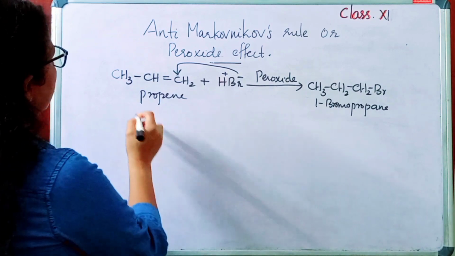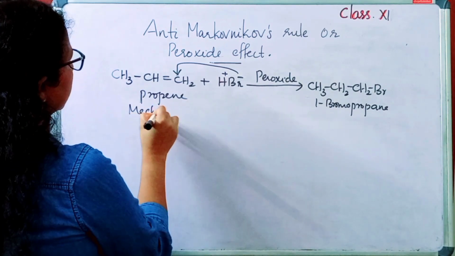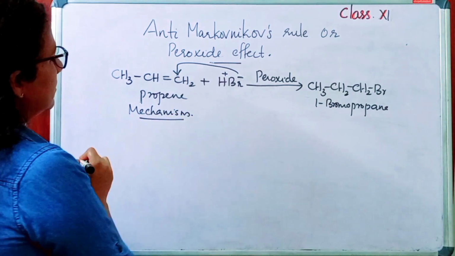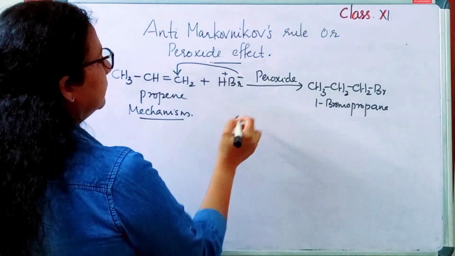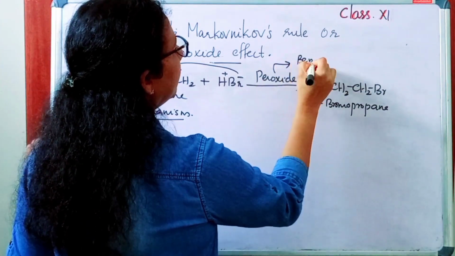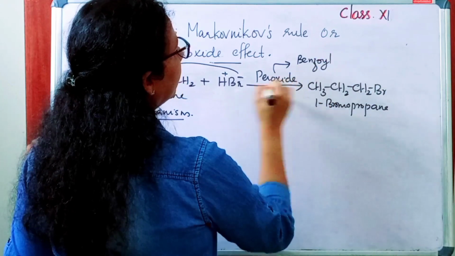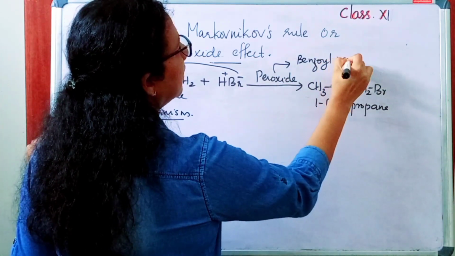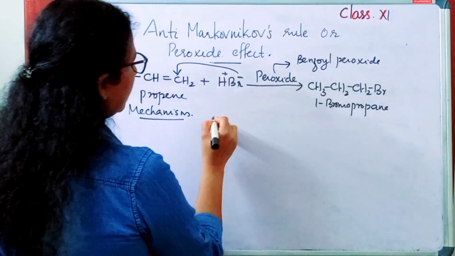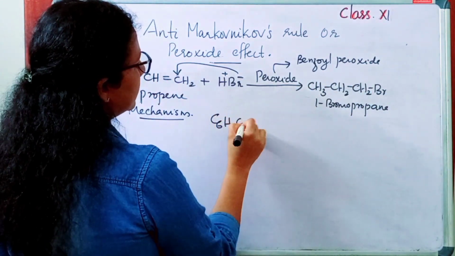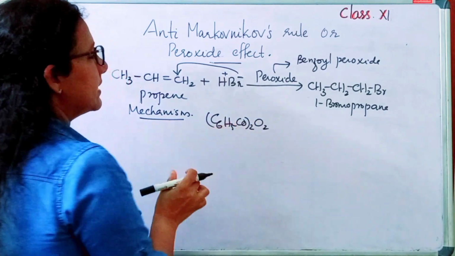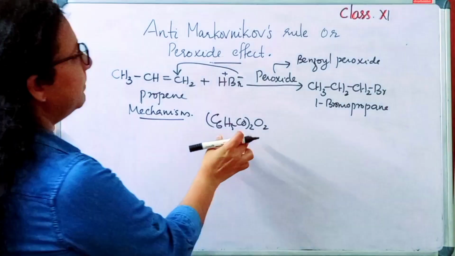So let's see the mechanism. Why does this reaction happen like this? According to the mechanism, we will see an example of a peroxide. Here we are taking benzoyl peroxide. So an example of a peroxide is benzoyl peroxide, which is (C6H5CO)2O2. So this is an example of a peroxide which is called benzoyl peroxide.